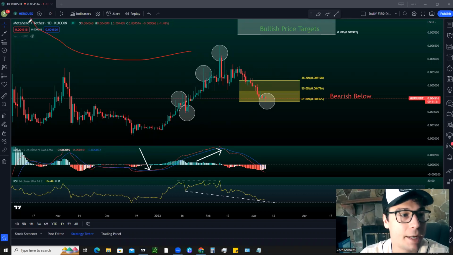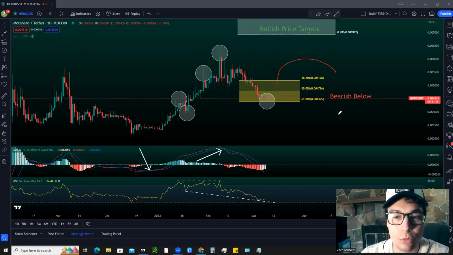We're going to take a look at Metahero, ticker symbol HERO, on the daily time frame. We're going to go over some of the key levels that you really need to pay attention to, why we use these levels and how I came up with those. And then we're also going to go over the bullish price targets to the upside, as well as taking a look at the MACD and the RSI and how you can use these to help spot potential entries and exits.